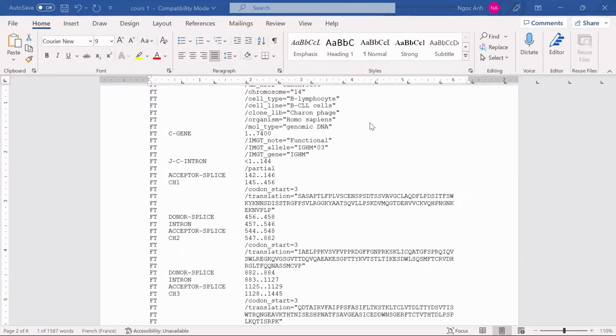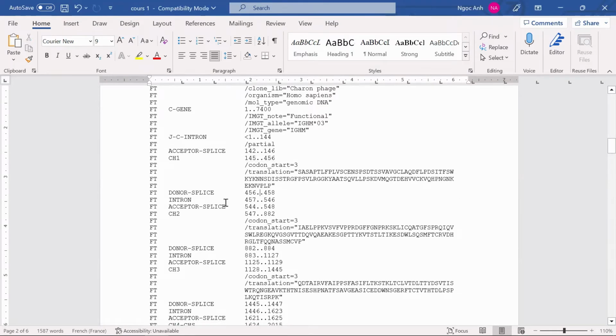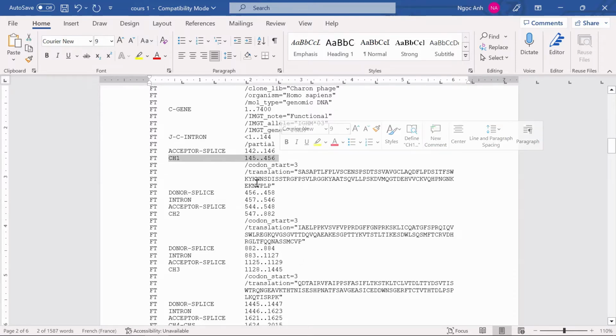Sorry, my mic was off. Okay, so you want to ask the CH2 position? No, we have not finished with the CH1. I'm asking for the CH1. What are the positions of the CH1? Please repeat. The position starts at 145 to 456. Perfect. So where do you find these positions? Where do you find 145 to 456?